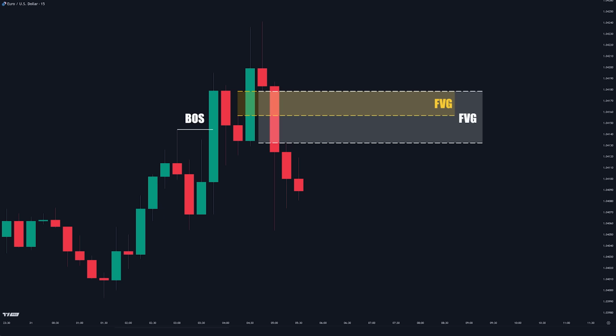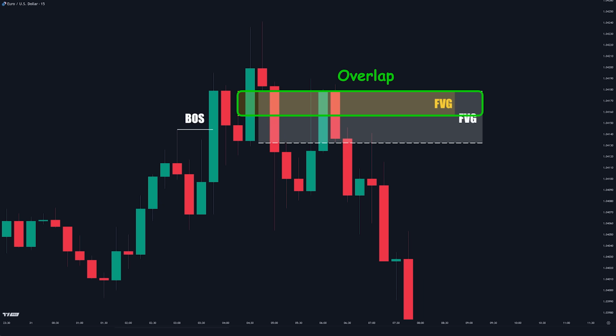Now here's the interesting part. Look closely at how the initial FVG overlaps with another in the same area. This overlap creates a high-quality supply zone, a key area where sellers are likely to step in. When the price retraces back to this trading zone, there's a higher probability of rejection, pushing the price downward. This setup offers a prime opportunity to enter a short trade, aligning with the bearish momentum.